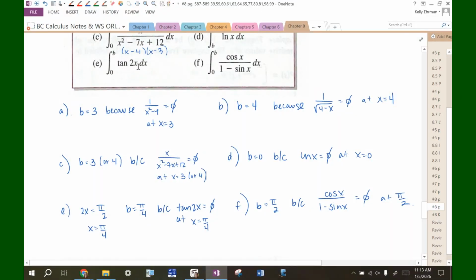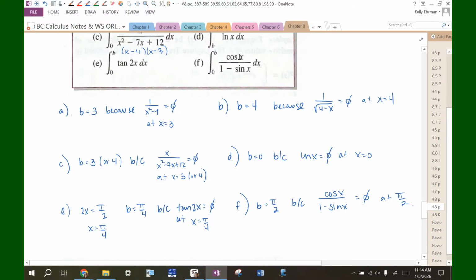For part E, this is tangent of 2x, so you have to think about, tangent is undefined at pi over 2. So what would b have to be to make that a discontinuity? So it's not pi over 2, it's pi over 4. Because then when you plug that in, that's where there's a discontinuity because we have a vertical asymptote.